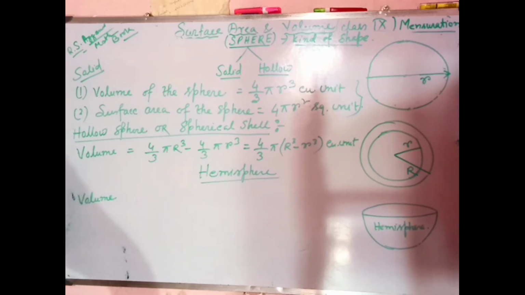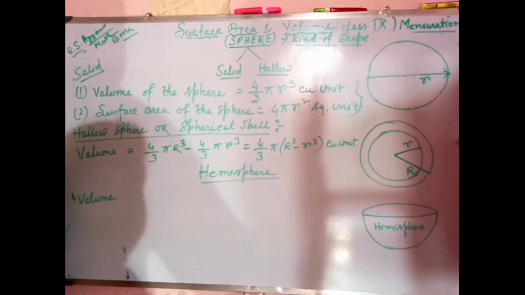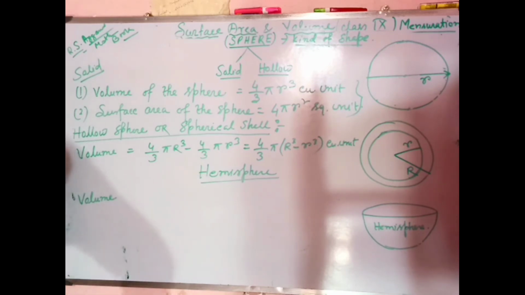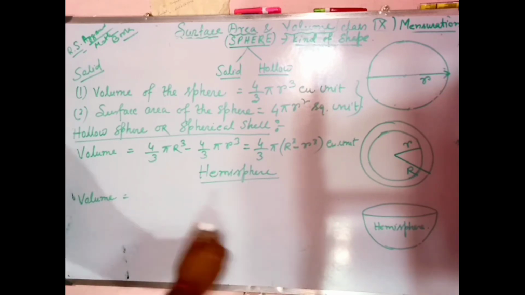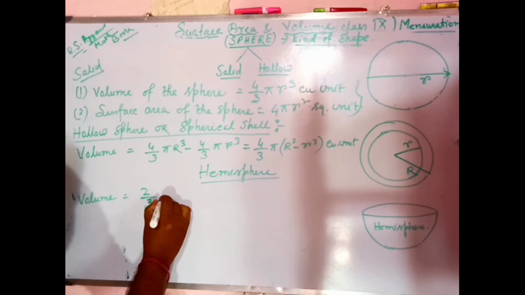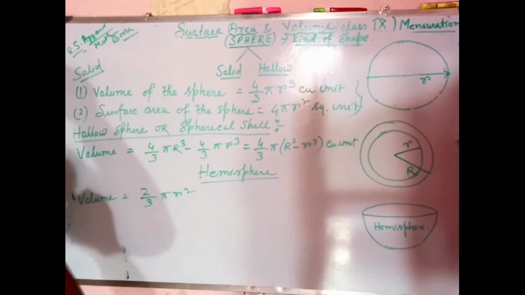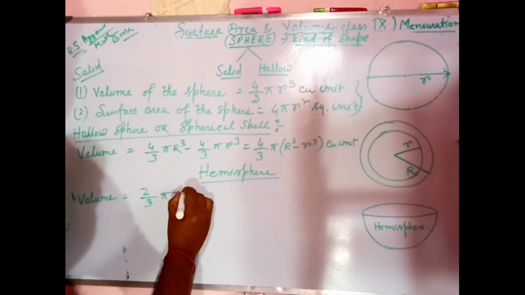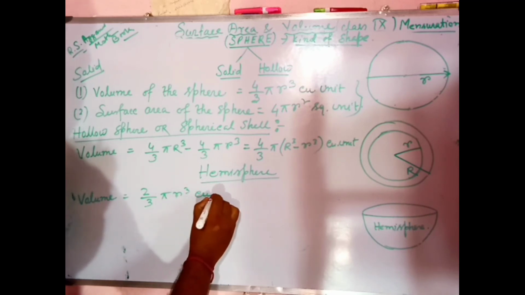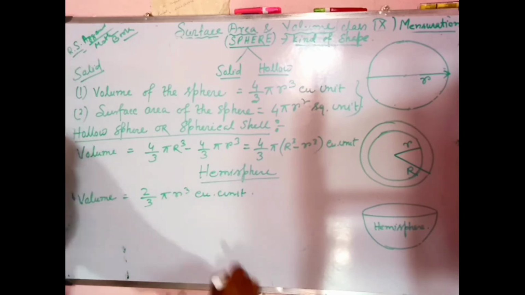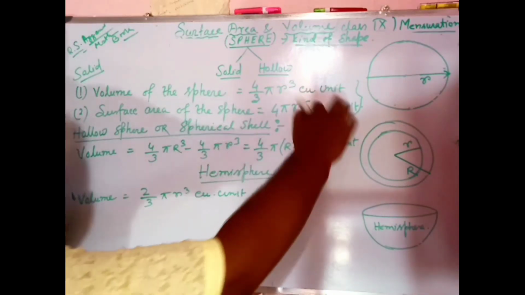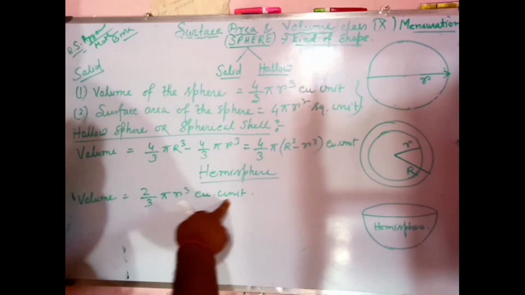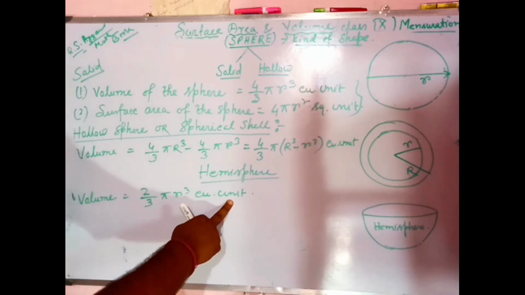Now for a hemisphere, first the volume is equal to 2/3 pi r cube cubic unit. Obviously the full sphere is 4/3 pi r cube. Next we cut over here, and we are getting 2/3 pi r cube cubic unit. Okay, so this is the volume.